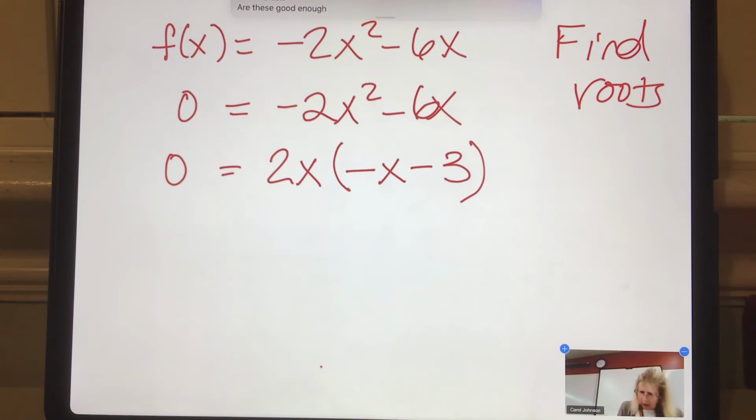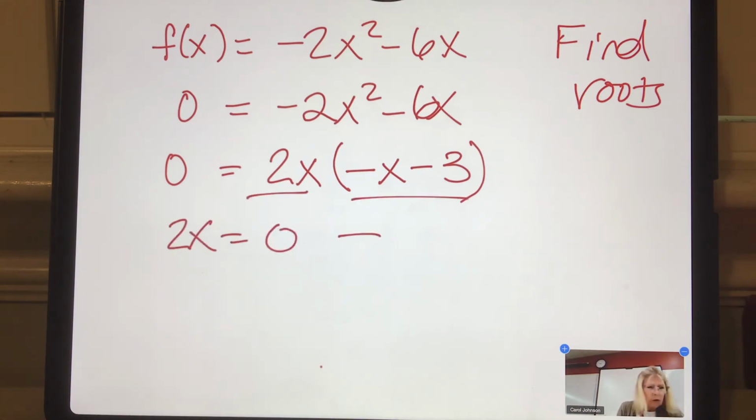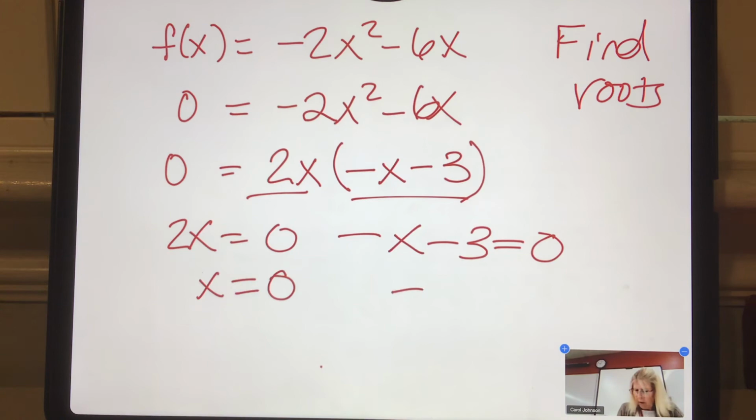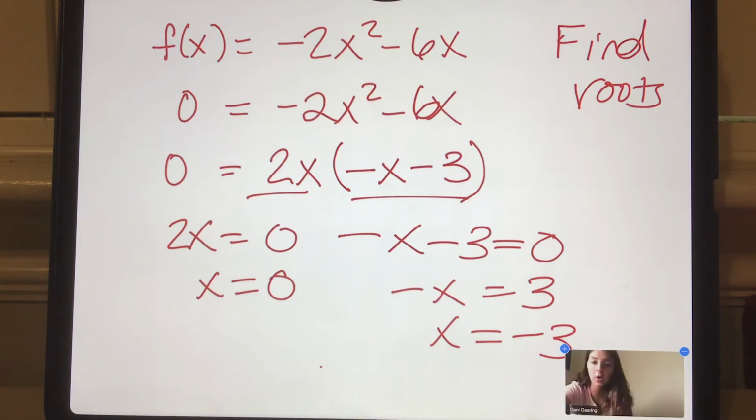Reese, follow me. You said every factor equal to 0. So 2x is equal to 0. You with me, Reese? So you divide by 2 and you get 0. You get minus x is equal to 3. X is equal to negative 3. Are we good? I have a question.